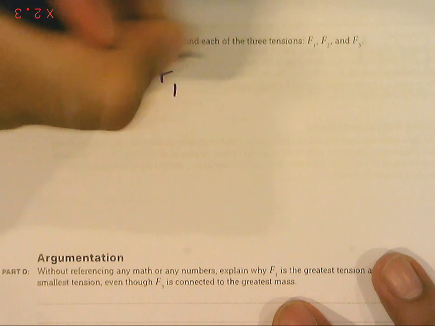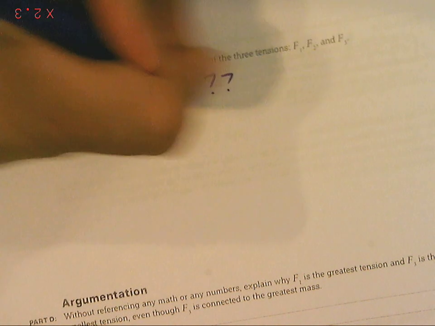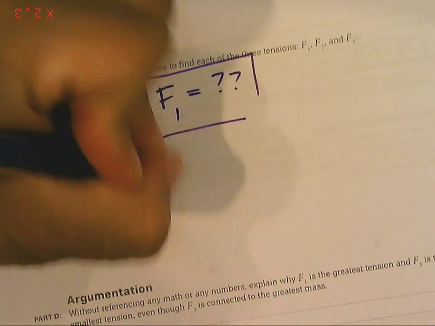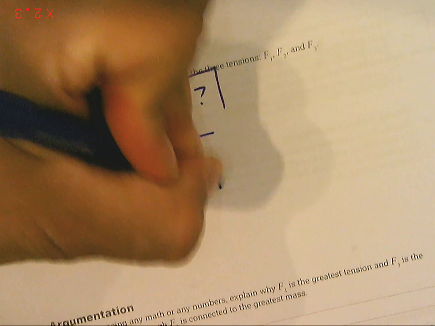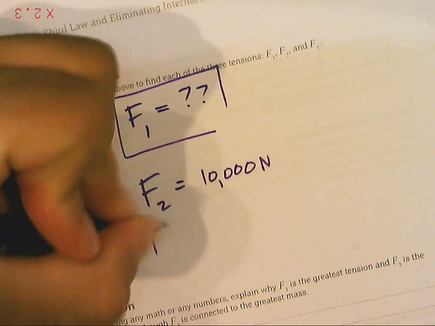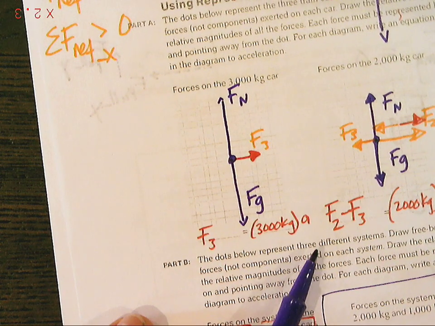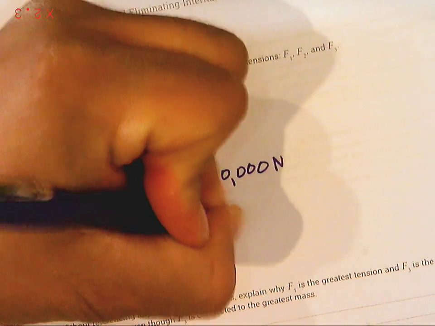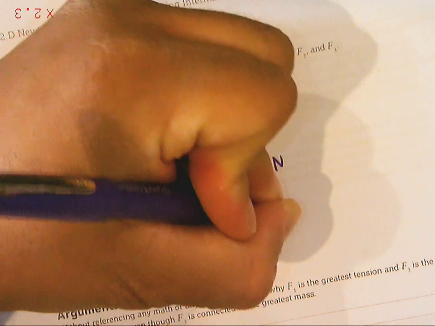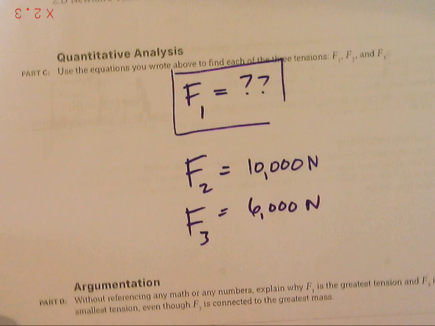If you apply the equation straight up and you apply the acceleration given from the start, F1, question mark, that's on your own. I will be checking that. F2 is going to equal 10,000 newtons. F3 is going to equal this times the 2 meters per second squared. That's going to equal 6,000 newtons. And so you'll have to do F1 on your own.